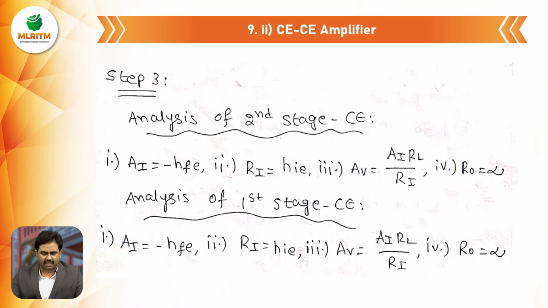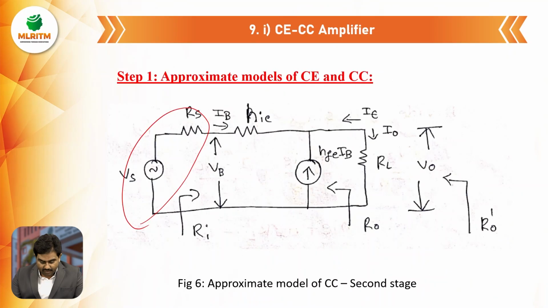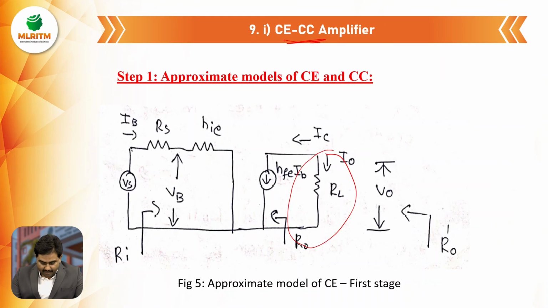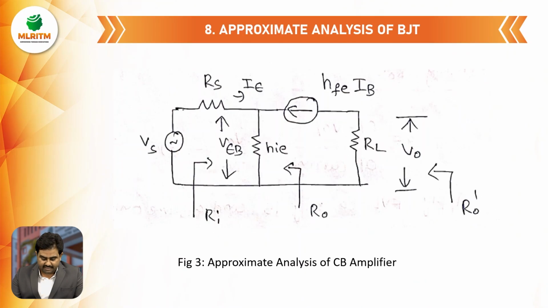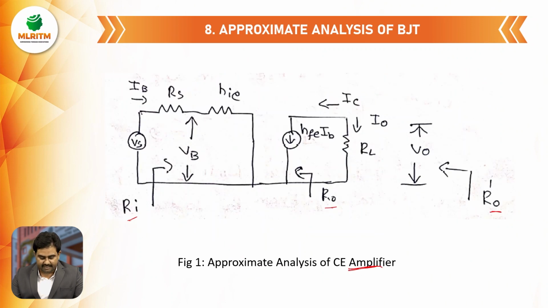In step 3, as we all know, we have to write the important characteristics like current gain, input impedance, voltage gain, output resistance, etc. So that's all about cascading of amplifiers. Before studying the cascading of amplifiers, we have to study these approximate models, the approximate analysis of BJT. Try to remember the approximate analysis diagrams and how we have to draw them; everything we need to practice.